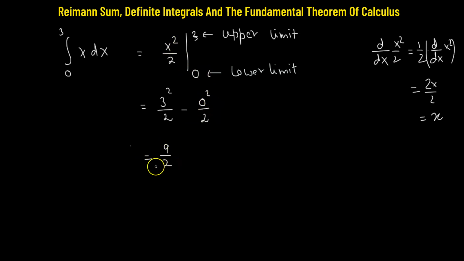And this was exactly what we obtained in the previous problem with the Riemann sum. This was the same problem. So using the Riemann sum, we obtained 9 over 2, and using the fundamental theorem of calculus, we also obtained 9 over 2. Let us consider another problem.